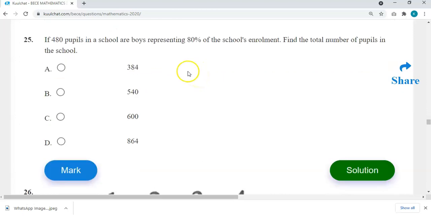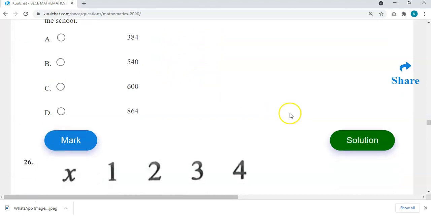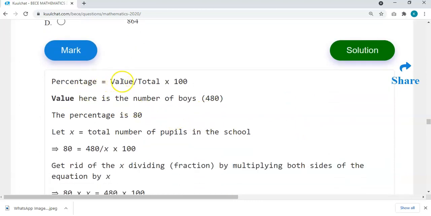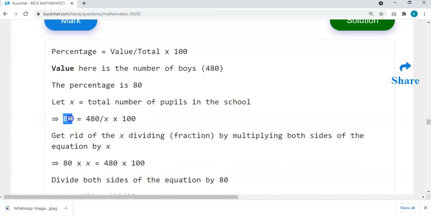Or you can use a ratio. 80% is equal to this, so 100% will also be equal to what? Each of them you should arrive at the same answer. So let's see how this was solved. So percentage is equal to value over total times 100. The value here is the number of boys, so we know the number of boys. Let us call the total number of people in the school x. Here the percentage is 80, which is equal to this over this times 100.